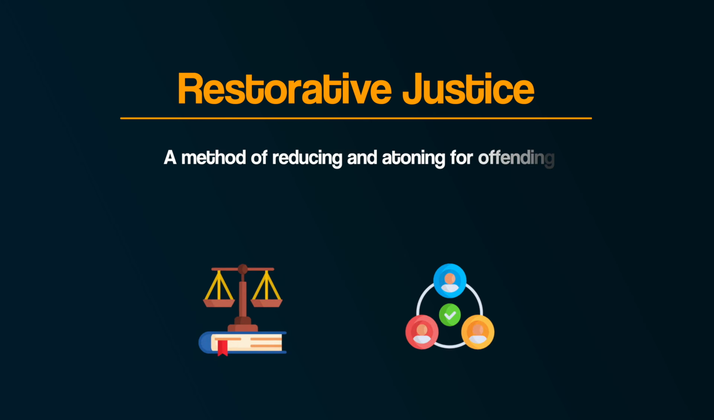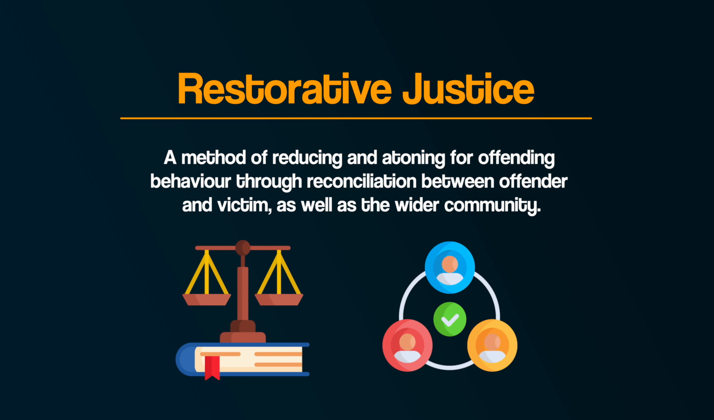Restorative justice is a method of reducing and atoning for offending behaviour through reconciliation between the offender and the victim, as well as the wider community. Restorative justice has three key aims.